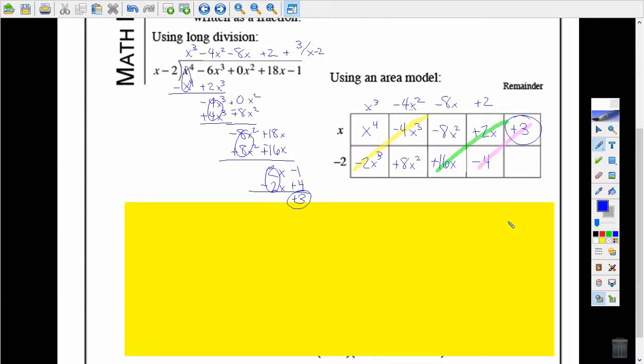Another nice check here, guys, since we did two methods, is that, of course, we should get the same answer for both methods. So this should equal that. So we need to add our remainder here of 3 over x minus 2. And we're good to go on that for our answer.